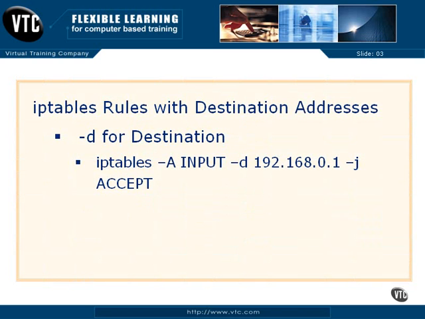Of course, networking goes both ways, so as you can specify source addresses, you can also specify destination addresses. This command is just one example, which allows network traffic to a destination address of 192.168.0.1.